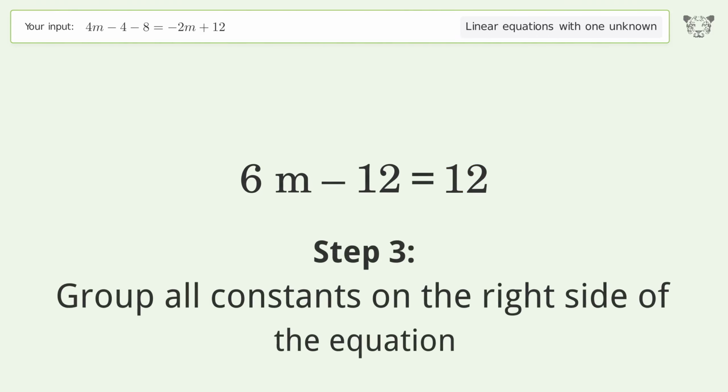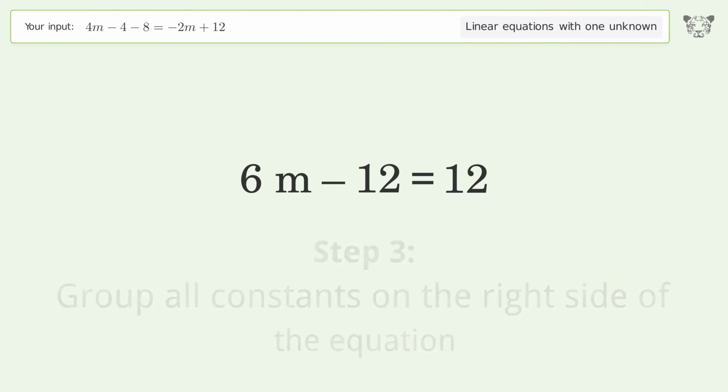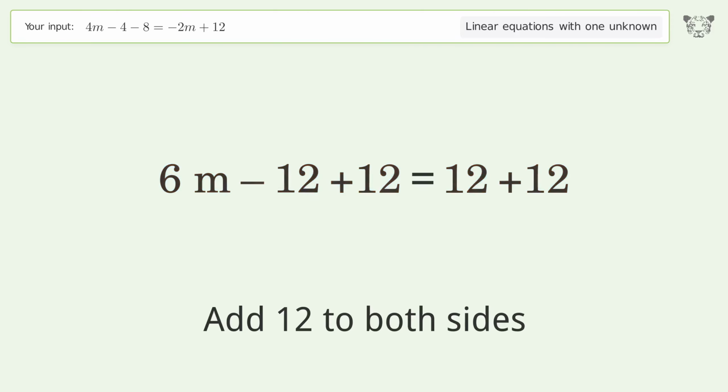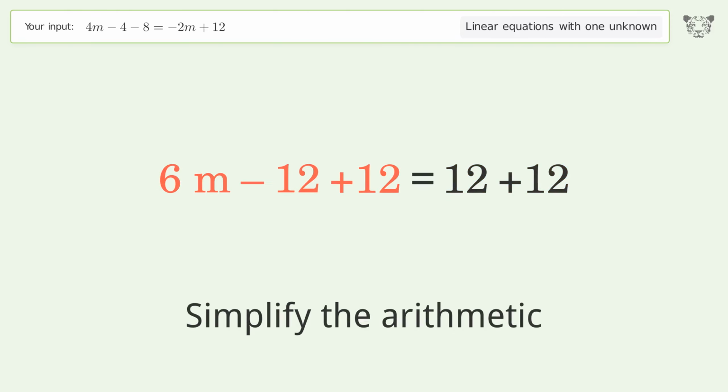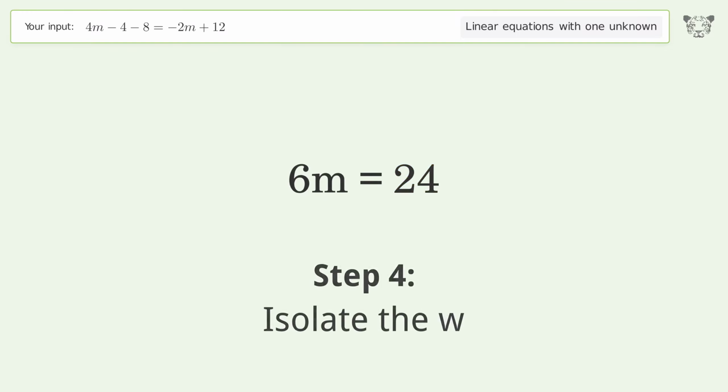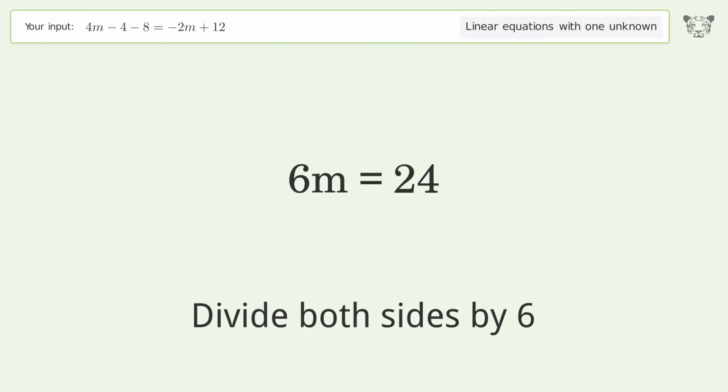Group all constants on the right side of the equation. Add 12 to both sides. Simplify the arithmetic. Isolate the m. Divide both sides by 6.